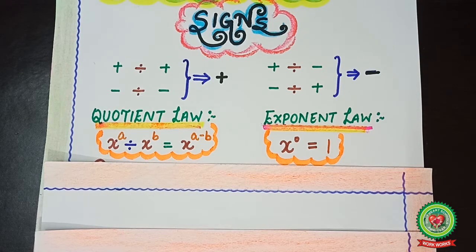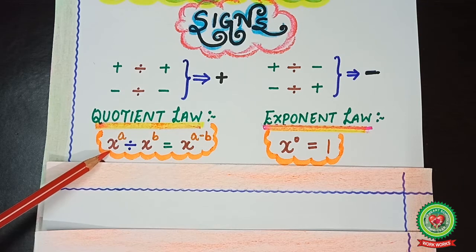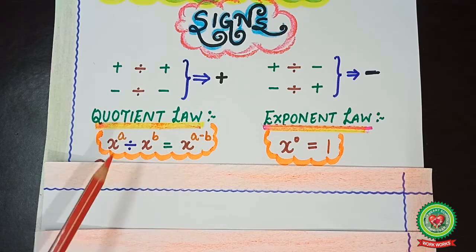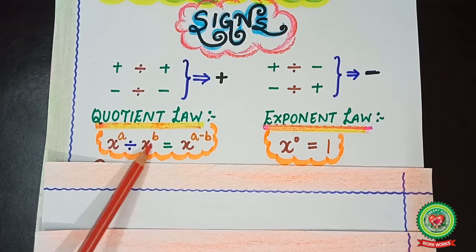Now next is the quotient law. What is the quotient law? Whenever the bases are the same and their powers are different or maybe the same, and they are getting divided, their powers will always be subtracted. Like this, x raised to power a divided by x raised to power b is equal to x raised to power a minus b, right?